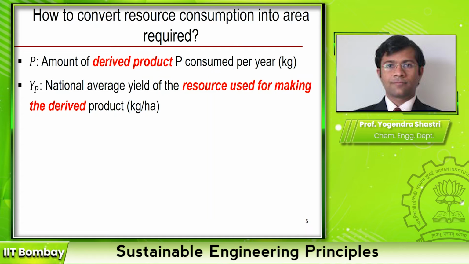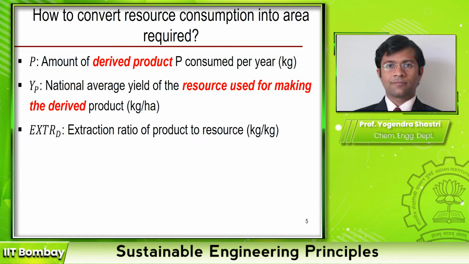Now, in order to complete the calculation, I need one more factor, and that is known as the extraction factor or extraction ratio in ecological footprint methodology. This extraction ratio is the amount of product produced per kg of the resource. So it is a unitless number, or in other words kg per kg. It's a ratio. So in the case of wheat, the example that we are discussing, the extraction ratio will capture the kgs of rotis produced per kg of wheat, which is the original resource.